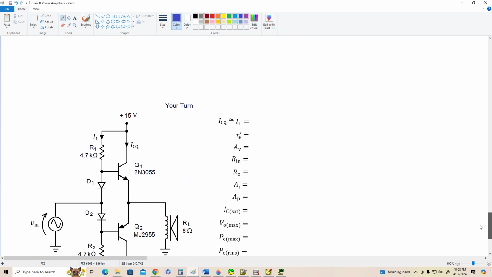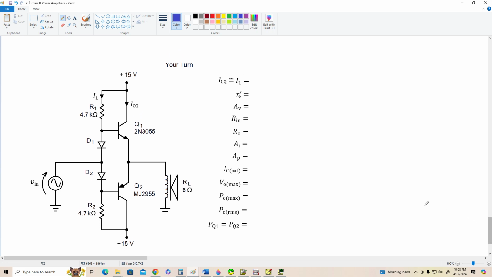The next thing I'm going to do is give you a problem to work on. We've got a bipolar power supply, and this time we're driving an 8 ohm loudspeaker, and I just want you to figure out all the usual stuff. How much power are we going to deliver to this speaker, and how much power do these transistors dissipate when we're delivering maximum power to the load?